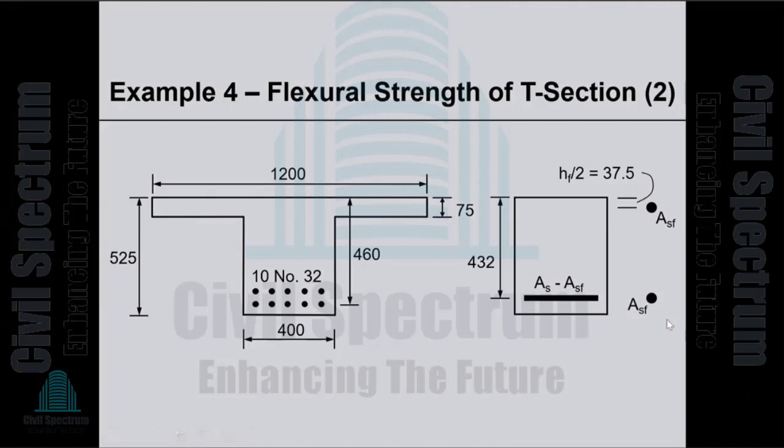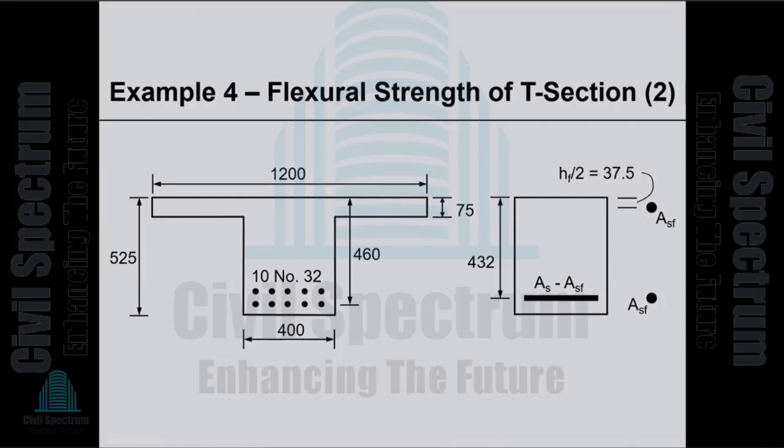We will consider the same area of tension reinforcement where the tension reinforcement is actually located. And if we take those out, that will leave us with a rectangular section where there is only tension reinforcement. And the tension reinforcement area is the total tension reinforcement area minus whatever we have removed. Okay, I think this is a pretty clear concept.